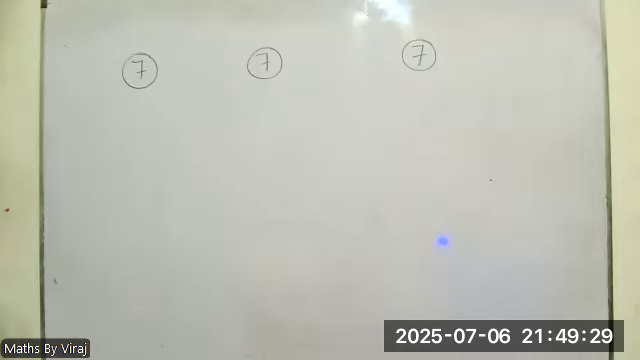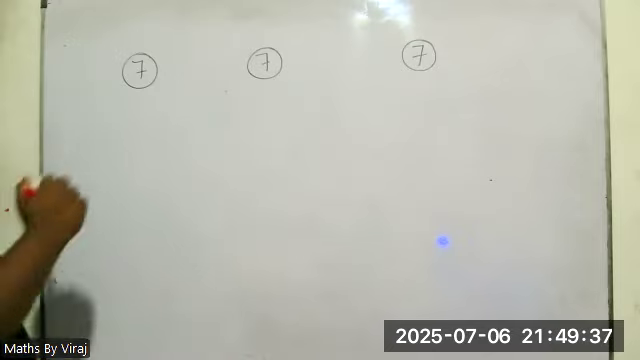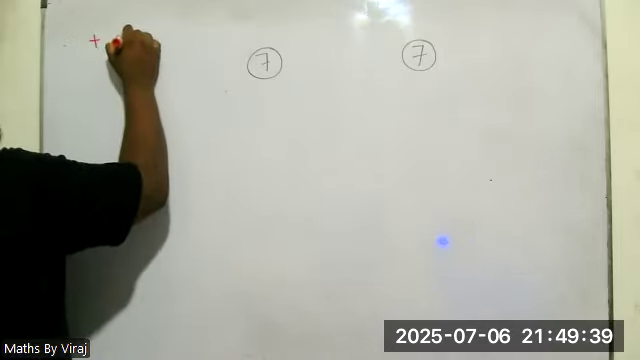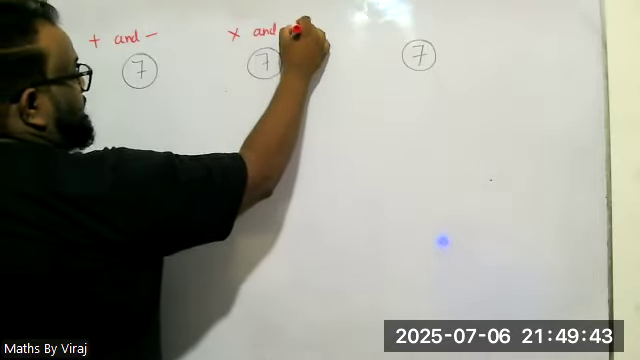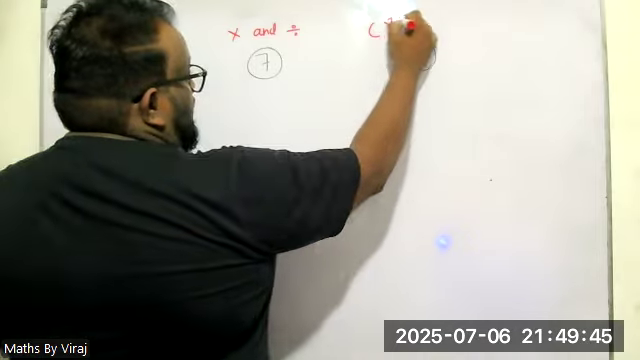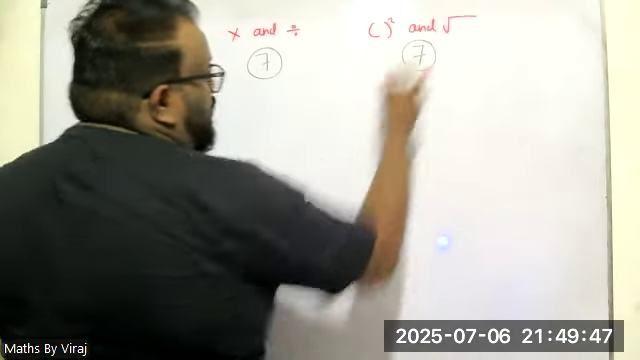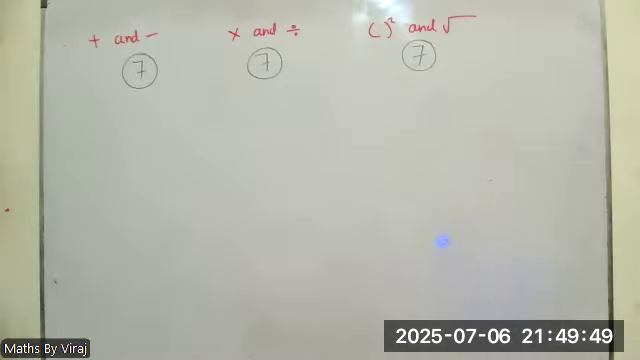Now let's say that I have 3 sevens on the board. Just circle 7. Now I told you that there are operational couples, yes or no? Addition and subtraction, multiplication and division, square and square root. If it happens to be cube and cube root, the same theory. Right?